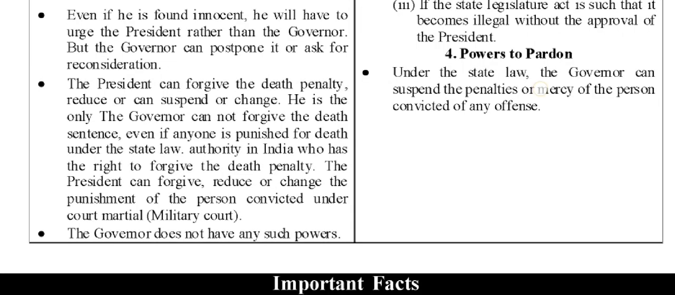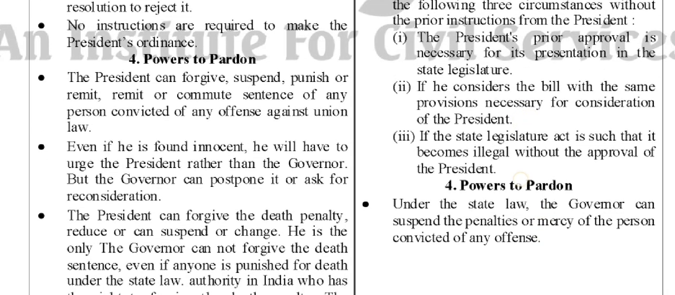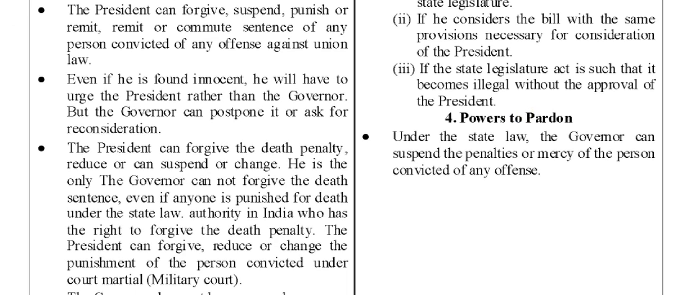Powers to pardon. Under state law, the Governor can suspend the penalties or show mercy to a person convicted of an offense. Powers to pardon. The President can pardon, suspend, remit or commute the sentence of any person convicted of any offense against Union law. Even if the person is claimed innocent, one has to appeal to the President rather than the Governor, but the Governor can postpone it or ask for reconsideration.